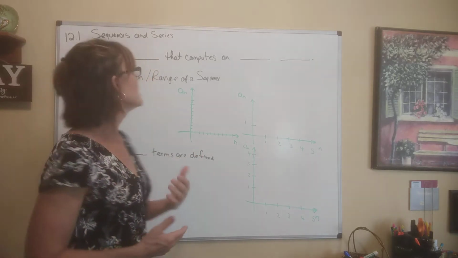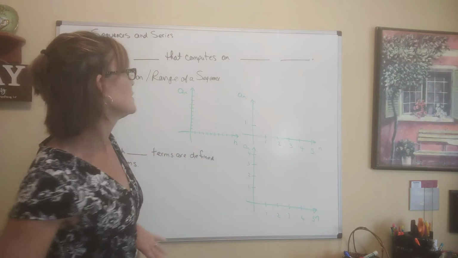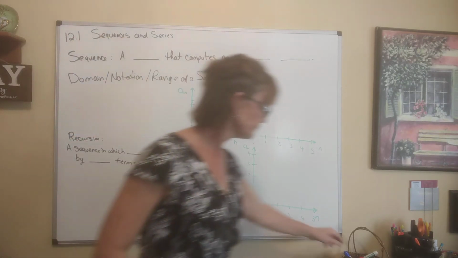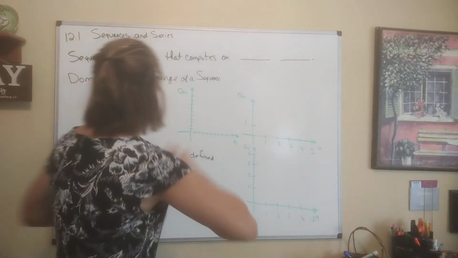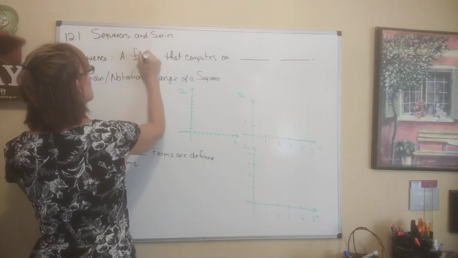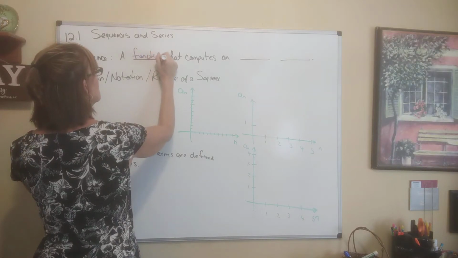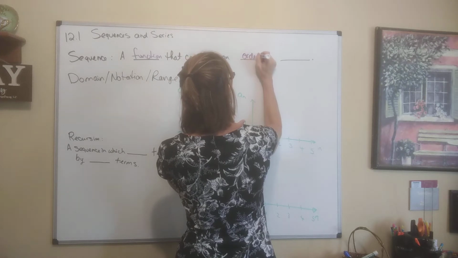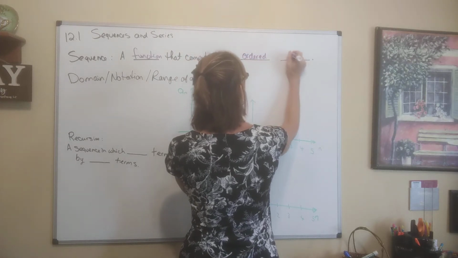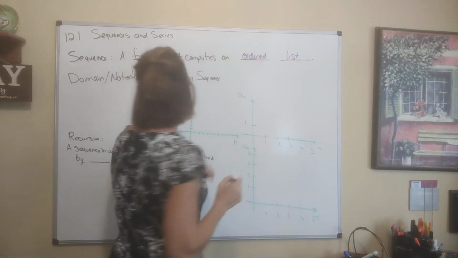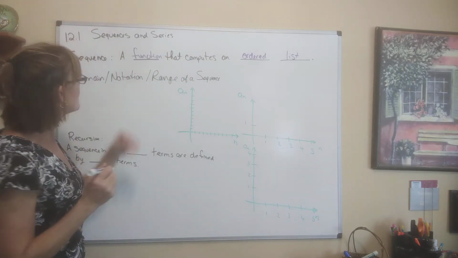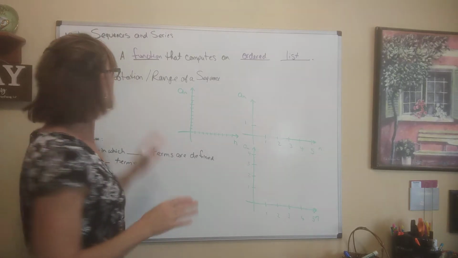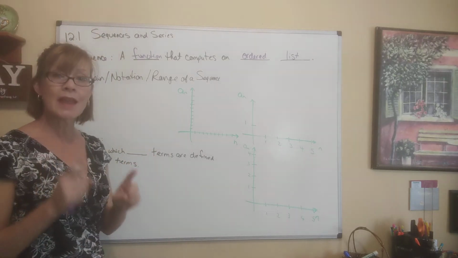A sequence is, I have some blanks on your handout to fill out. It says a sequence is a function, what's the word that goes right there, that computes an ordered list. That is what it is. The domain of a sequence is different from a regular function. So the domain of a sequence is the natural numbers.